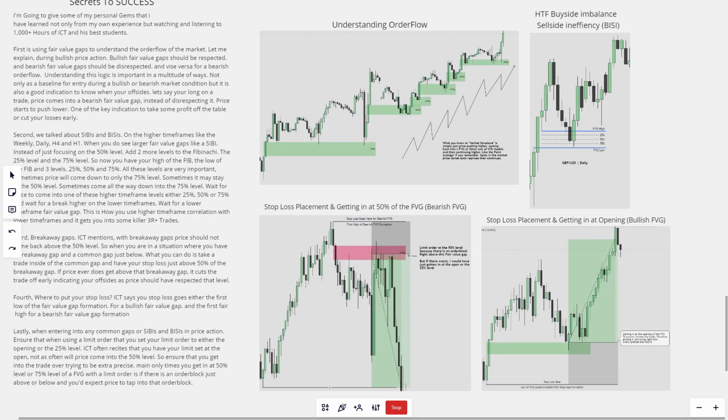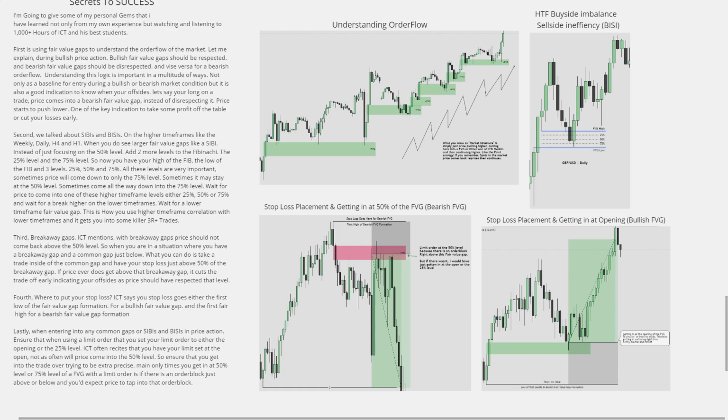And then lastly, when entering into common gaps or SIBIs and BISIs in price action, ensure that when you're using a limit order, you set your limit orders to either the opening or the 25% level. ICT often recites that you have your limit set at the open. Not as often will price come back into the 50% level. So ensure that you get into a trade over trying to be extra precise.